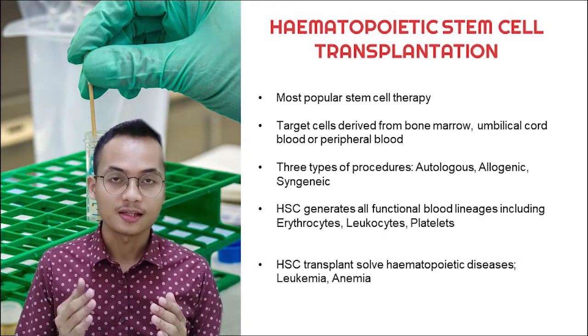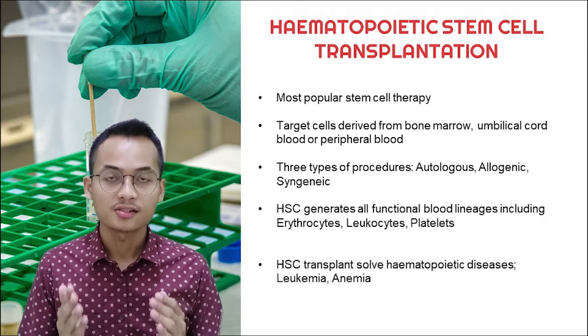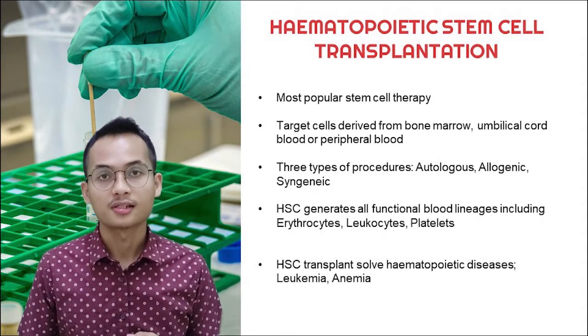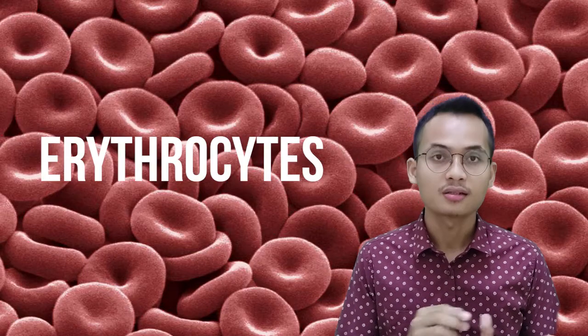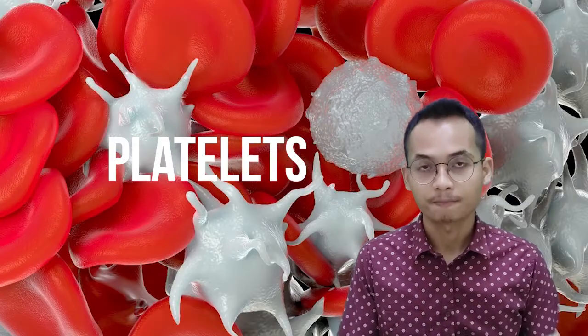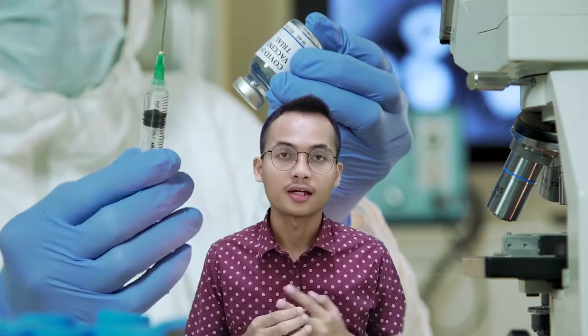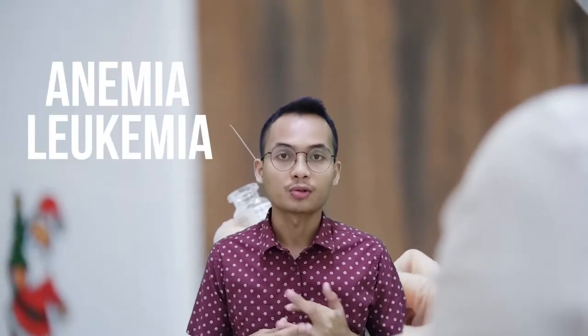Hematopoietic stem cell, HSC, generates all hematopoietic lineage in blood cells such as erythrocytes, leukocytes, and platelets. HSC also solves problems regarding hematopoietic disease such as anemia and leukemia.